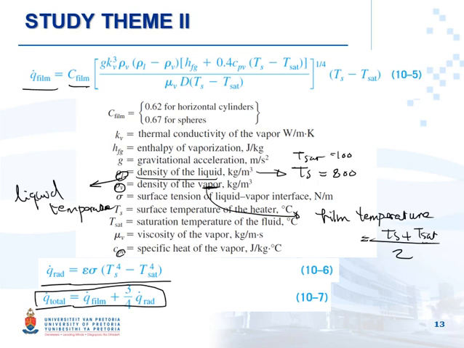So I think basically that's it. We talked about why we added that radiation because of the high temperature. We also said that Q dot total is Q dot film plus 0.7 Q dot radiation.